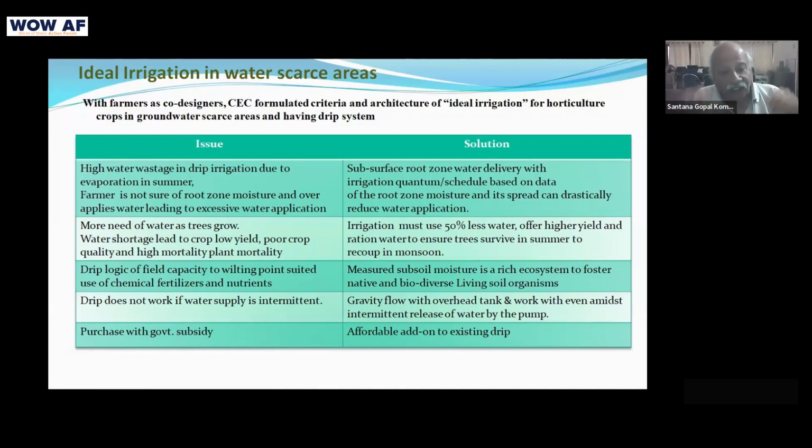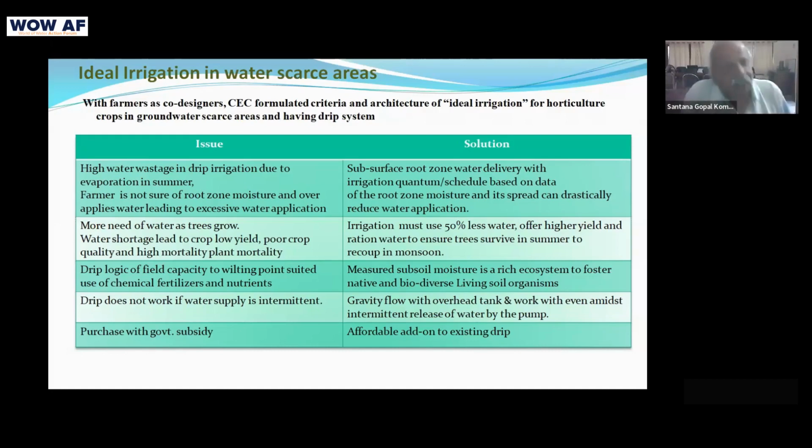Drip logic of field capacities, as I told you earlier, is ideal for chemical fertilizers and nutrients. Therefore, you see that immediately after you apply fertilizers, a huge dosage of water is given. Whereas measured subsoil moisture is a rich ecosystem to foster native and biodiverse living organisms in the soil. Now I'm coming to the soil part of it, which works very, very intimately with the water that we apply, right?